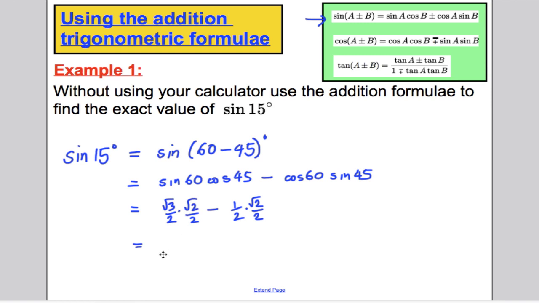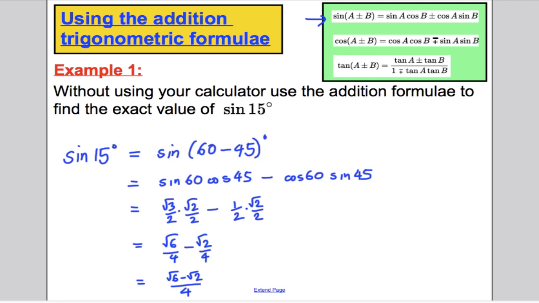And what am I going to get myself? Well, I'm going to get myself root 6 over 4. Okay, and then I'm going to subtract root 2 over 4. Which, if I do that, is simply root 6 subtract root 2, all divided by 4. And I have found myself sine 15 exactly without using a calculator whatsoever.